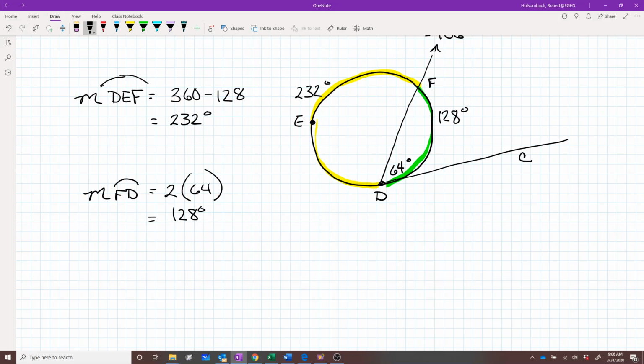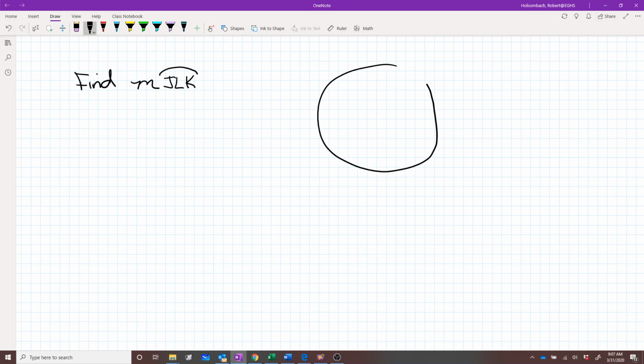Alright, so let's do a few more. In this next problem, we are going to be finding the measure of arc JLK. And here's our circle, our tangent, and our secant. So here's point L.